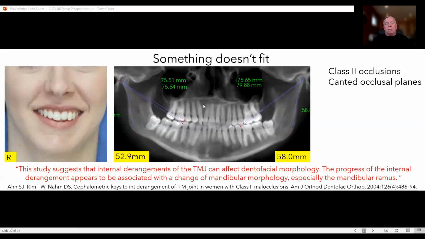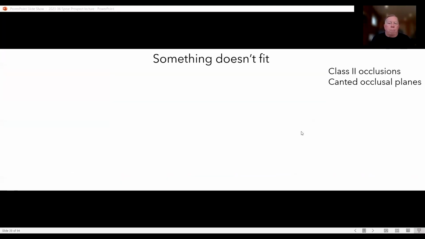And this is the Panorex from the CBCT that we looked at earlier. 53 millimeters on the right side, 58 millimeters on the left side, a 5 millimeter difference. That accounts for the canted occlusal plane. That accounts for the facial asymmetry. That explained the reason for her office appointment: she was unhappy with her facial aesthetics. She didn't have pain, but she didn't like the way things fit. She didn't like the appearance of her teeth. She also had a midline discrepancy, if you remember from the earlier picture.